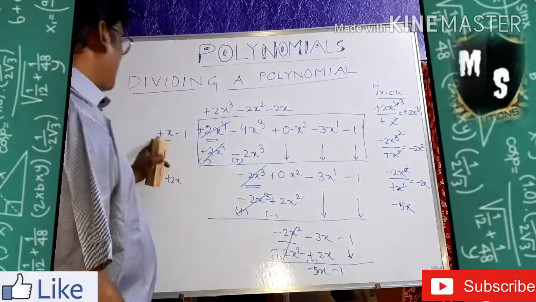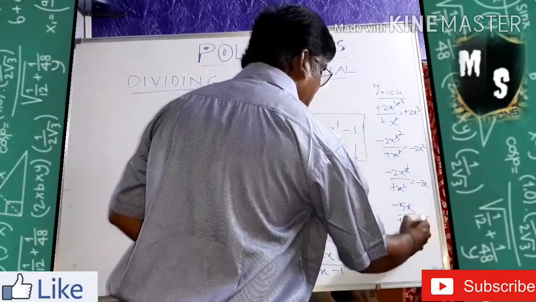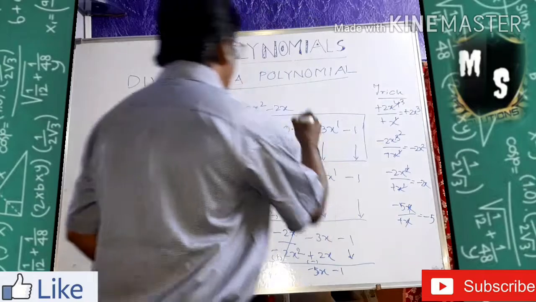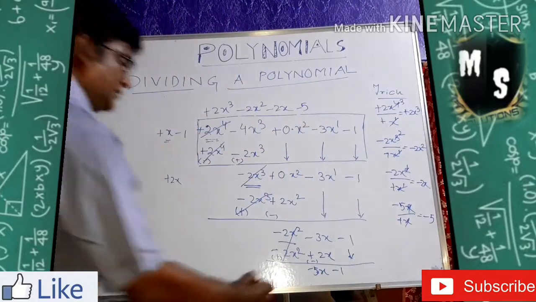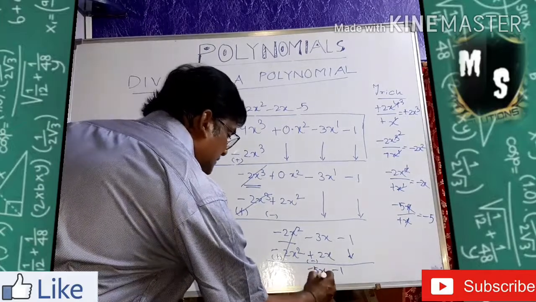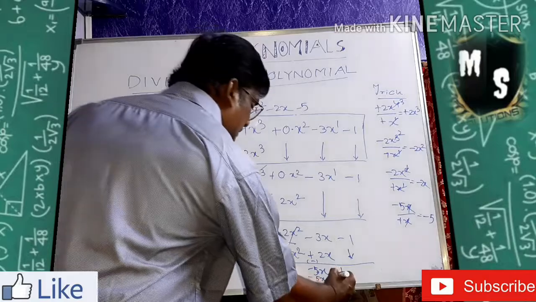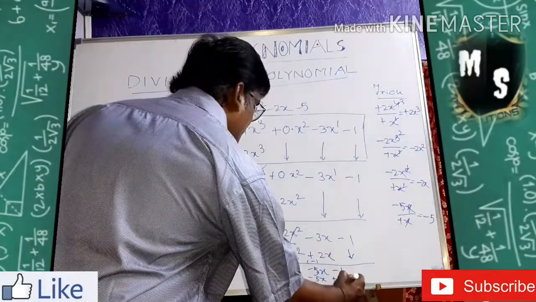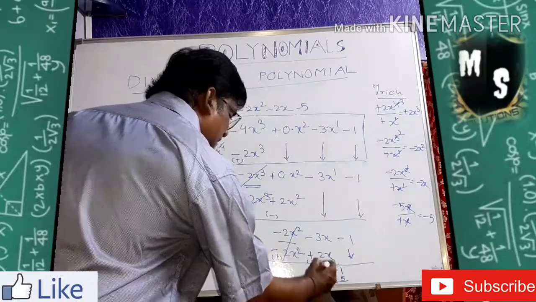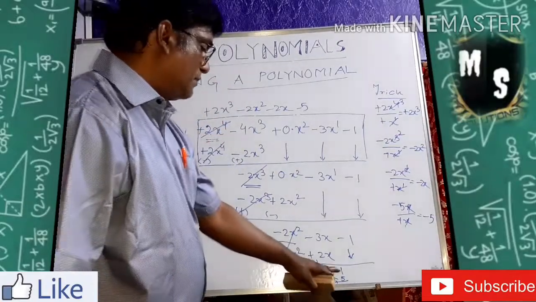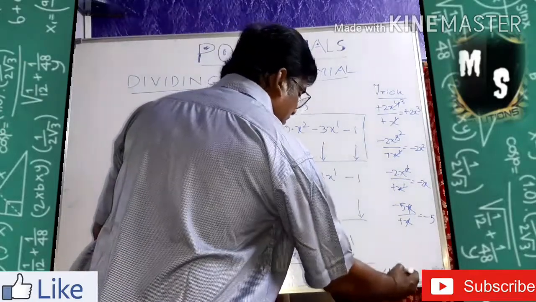Minus 5x by plus x. What is coming? Minus x is cancelled. That is minus 5. Put minus 5 here. Minus into plus, it is minus 5x. Then minus into minus, it is plus 5. Clear? Now change the sign. Plus is minus. Cancelled. Minus 1 minus 5, that is what is coming? Minus 6. Minus 6 as the remainder.